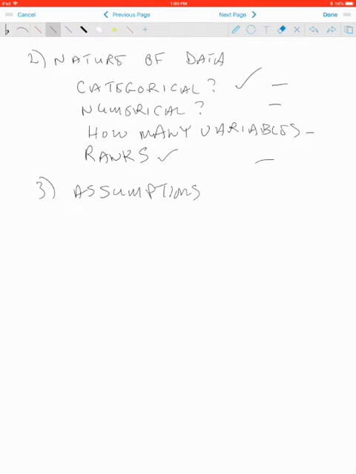You want, again, the nature of the data, right? We've probably learned roughly an equal number of tests for categorical data versus numerical. So if your data are all categorical, you can throw out half the hypothesis tests we learned, and now you can hone it down to those.